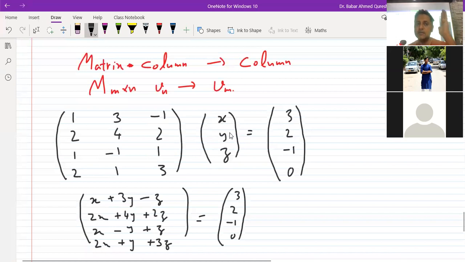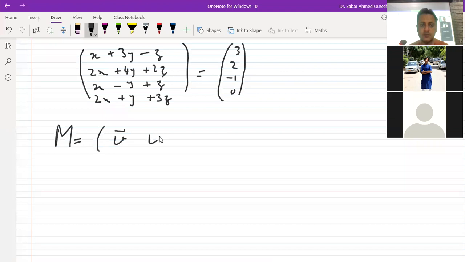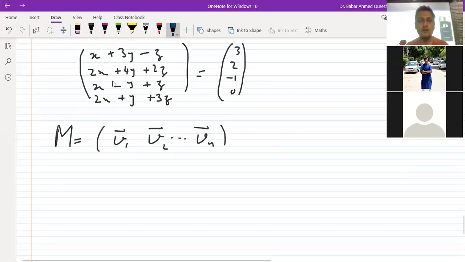We will get the dimension of the vectors of the matrix. Because I can think of any matrix as a bunch of column vectors lying side by side, and each one of them has a dimensionality. Any question?